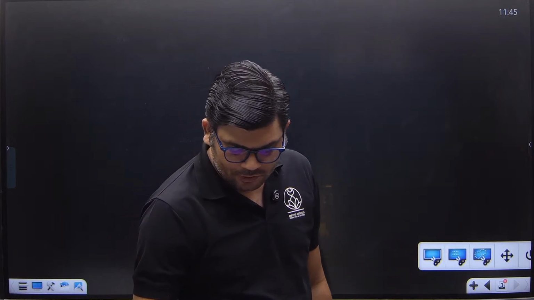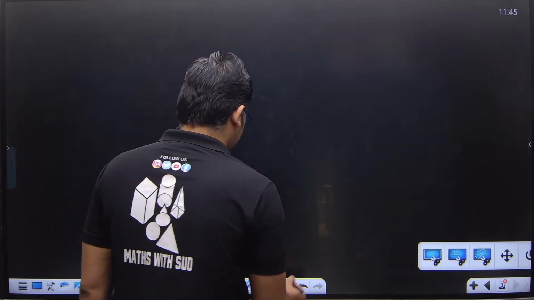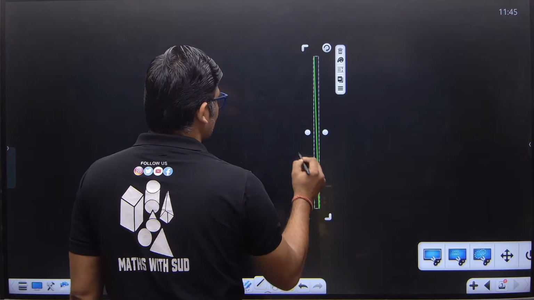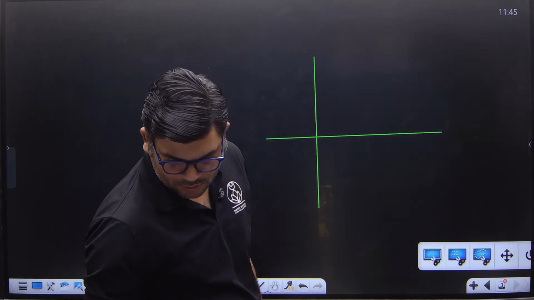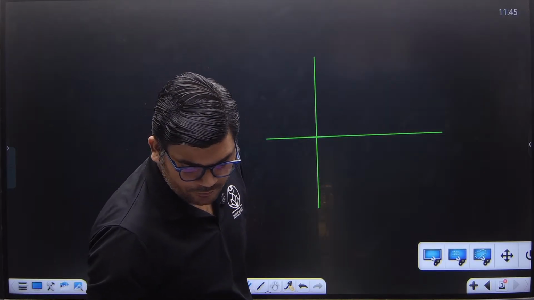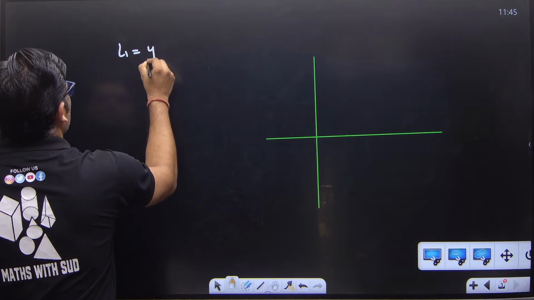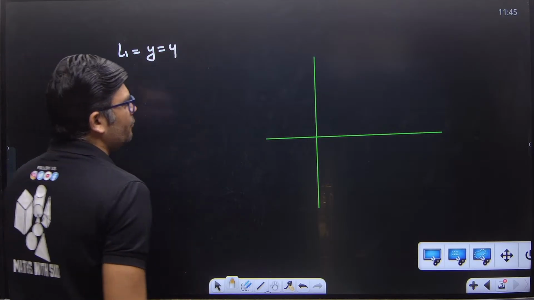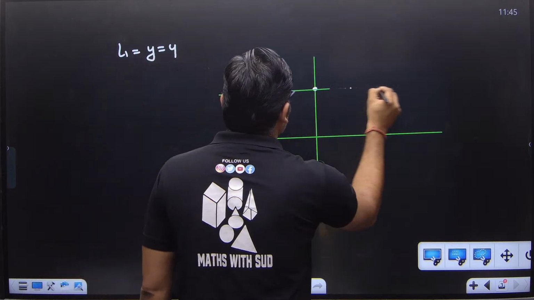Given the equation of a line L1 is y is equal to 4. Write the slope of the line L2 if L2 is the bisector of angle O. Given the equation of line L1 is y is equal to 4. So where is y 4? Let us suppose y is 4 here. So that means this is the equation of a line.